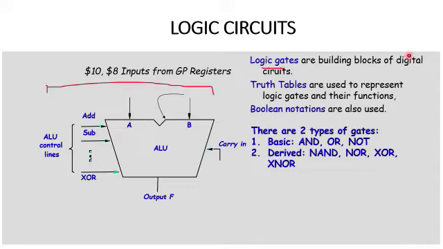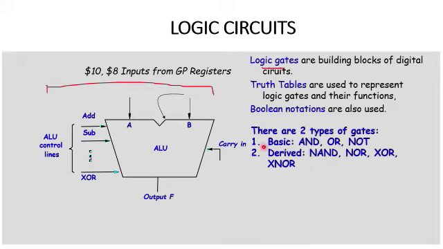Now, we also said another way of representing digital circuits is using logic gates and truth tables too. We can use truth tables to represent logic gates and their function. So if you are not using truth tables, you are using logic gates. If you are not using logic gates, you are using Boolean notations.